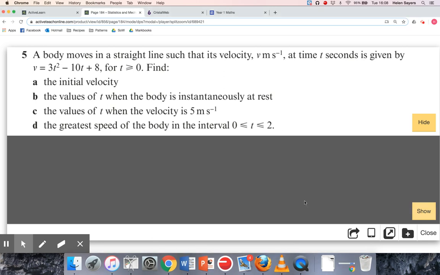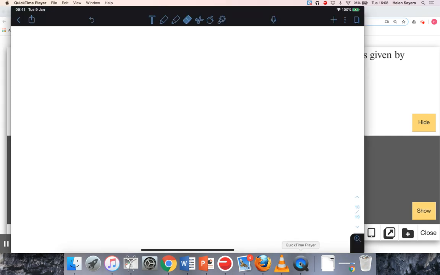Okay, so this is question 5 from exercise 11A in the first year mechanics textbook. So we've got velocity as a function of time, and we're asked to find the initial velocity. So that's not a problem. Initial velocity is going to be the velocity when t is 0. The function is v equals 3t squared minus 10t plus 8, so when t is 0, the velocity would just be 8.